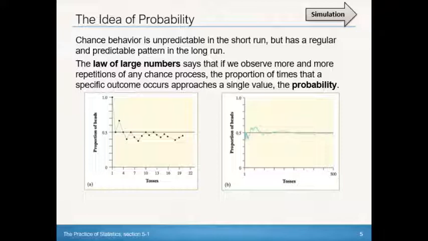So if we flip a coin, we would expect heads to come up 50% of the time. Okay. Now in the short run, no, but in the long run, yes, we would expect the outcomes to match the theoretical probabilities.